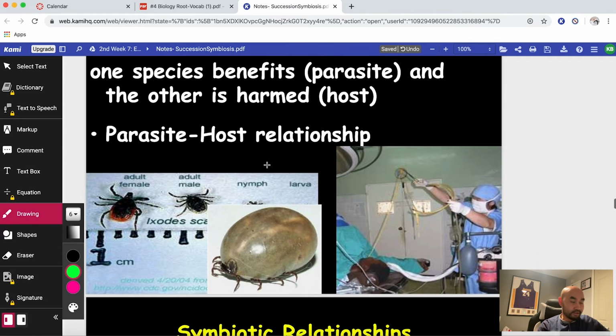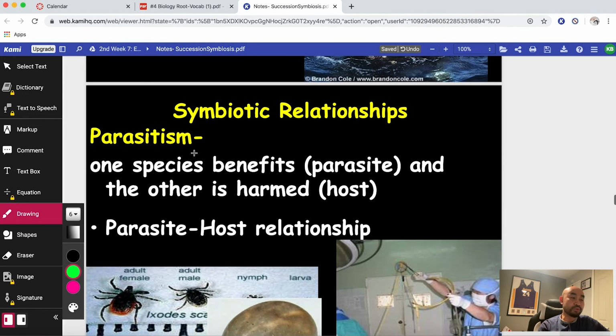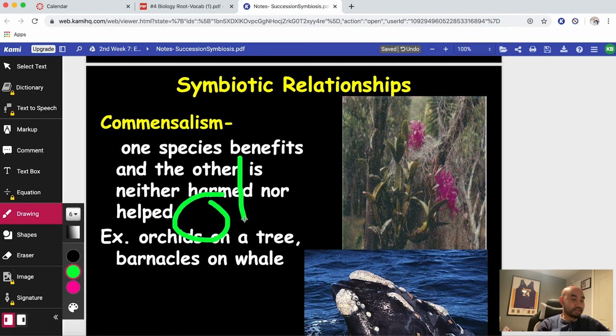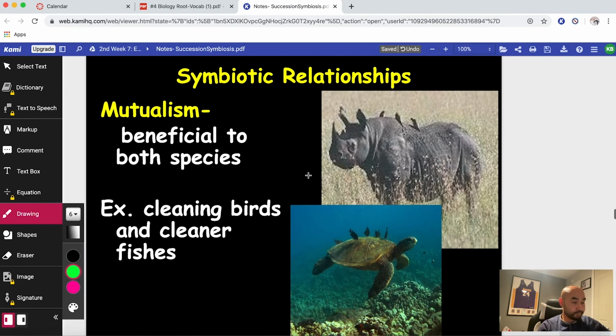And what would be our third symbiotic relationship? That would be mutualism. So this one is bad, right? This one is okay, right? And the third relationship is what we consider the best symbiotic relationship, what we call mutualism, right?